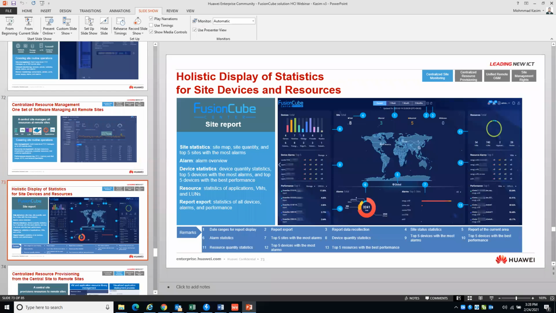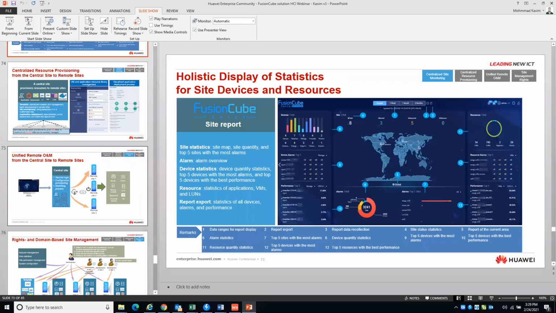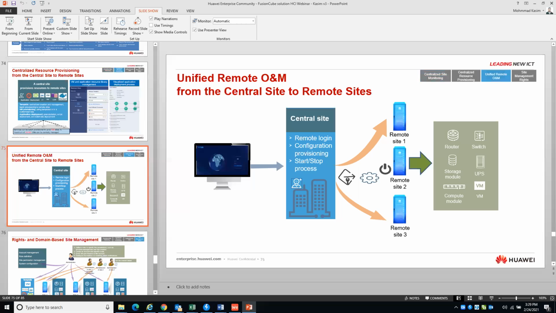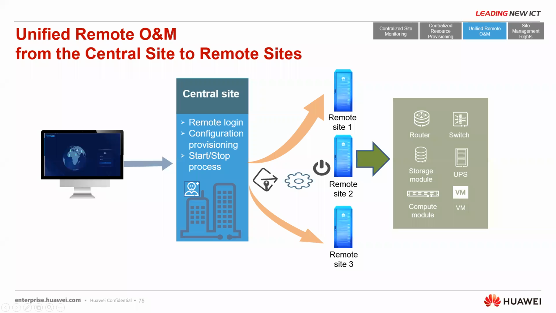Here you can see all the geographies you can maintain in the system, and all this charting and dashboarding can be done for alarm status, report export, or data collection. All those things are possible with this FusionCube Center Vision. And here you can see the unified O&M function. You can view the central site, and these are the remote sites. You can do all your provisioning methods.